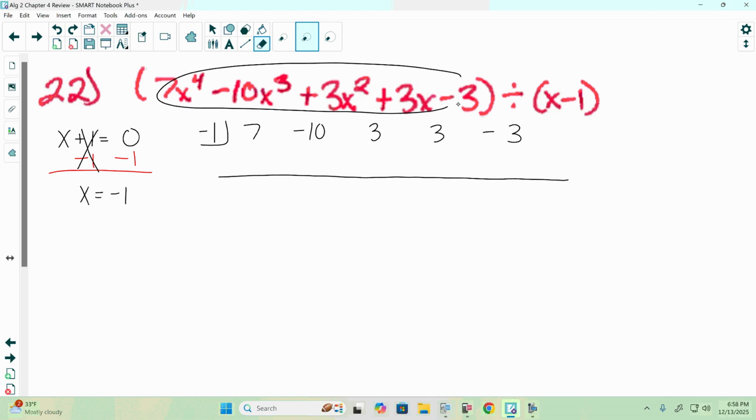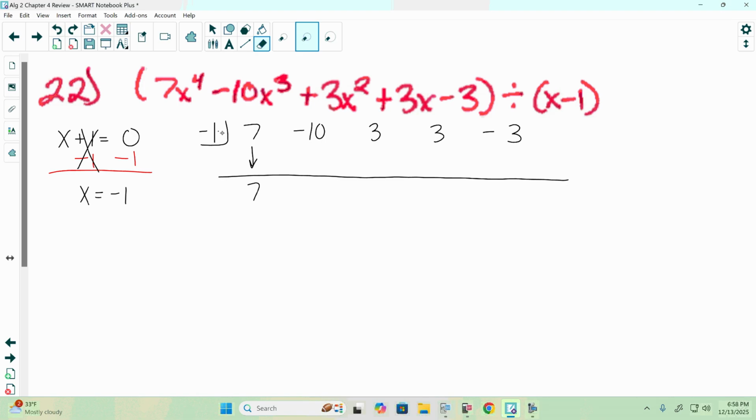If a term is missing here, x to the fourth is our biggest one, so x to the fourth, x cubed, x squared, x, constant. If one of them's missing, it's not there, we have to fill it in as 0. Since the degree is 4, we should have 1, 2, 3, 4, 5. We need one more term than the degree. So just be paying attention to that.